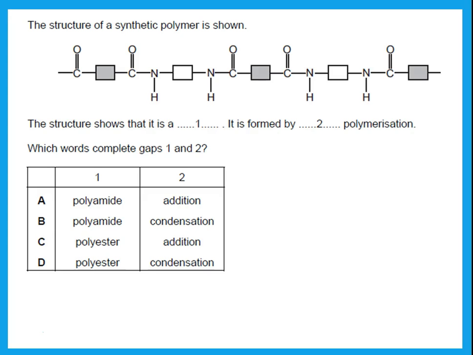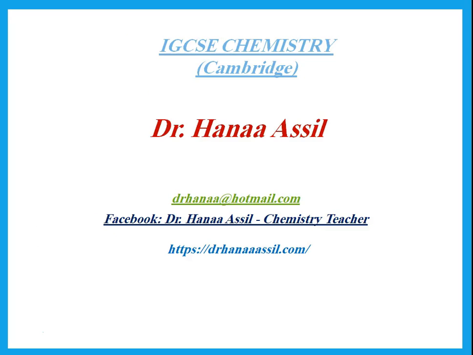Okay, the structure of a synthetic polymer is shown. The structure shows that it is a what? A polyamide or a polyester? Remember, the one that has N, nitrogen, is polyamide. So my answer is A or B. Now it is formed by what kind of polymerization? Remember that these kinds of polymers are formed by condensation polymerization. Okay, that was the last question.